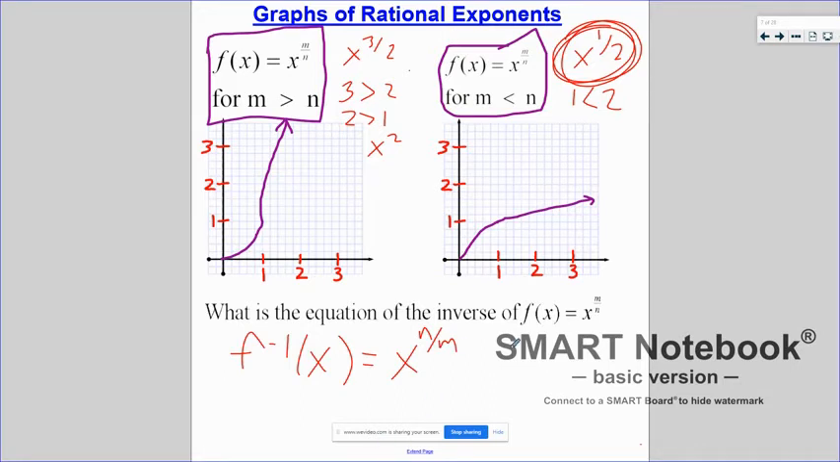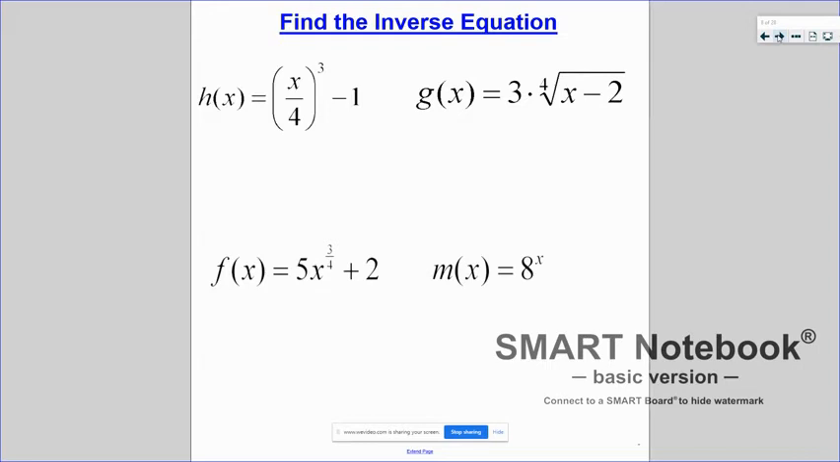And those two would actually undo each other. Those two exponents would undo each other. And we would see that we would end up with just x if we did the composition of functions. All right, so a little bit of finding inverse equations and remembering how we do that.